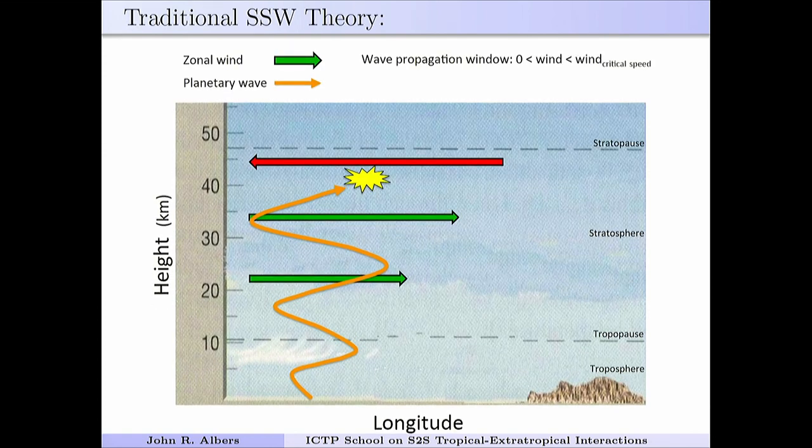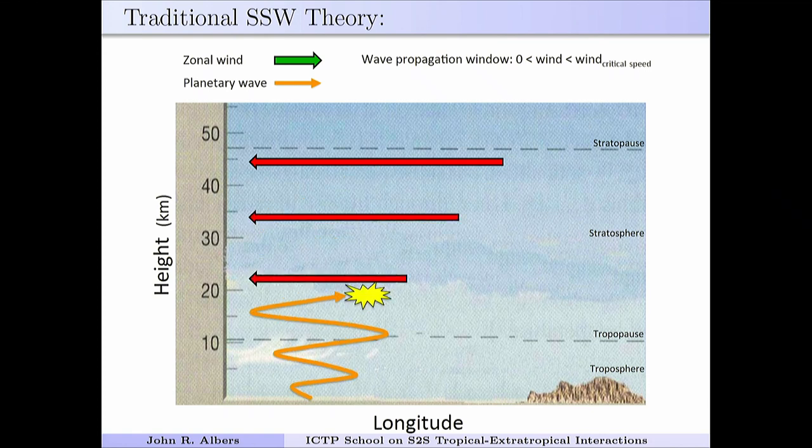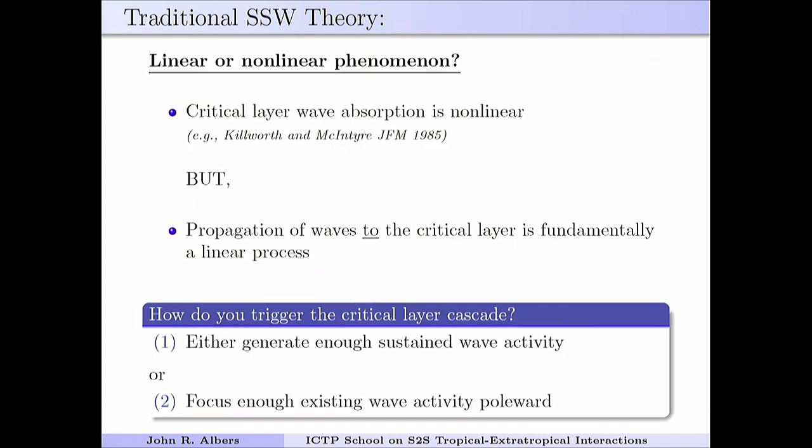And when that happens, you're now negative, so the waves can't propagate any higher now, so your window is closed. And this just keeps happening at lower and lower levels. And the cascade moves downward, right? So this is the critical layer cascade that Matsuno was getting after. That critical layer wave absorption is nonlinear, but the propagation of those waves to that critical level is pretty much a quasi-linear or linear phenomenon.